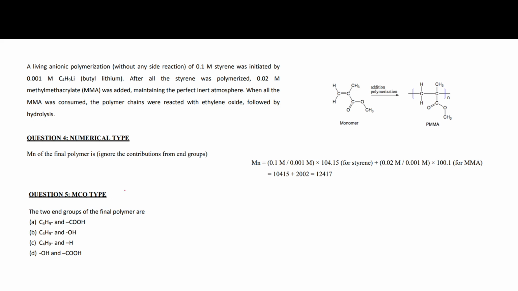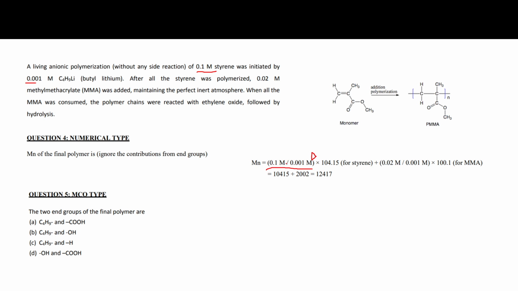So here, similarly, only the monomer concentration and initiator concentration are given. For this reason we have taken care of that. If there is 100% conversion, then P will be 1. So it will be into P, which is 1. For this reason we are not taking care of it.